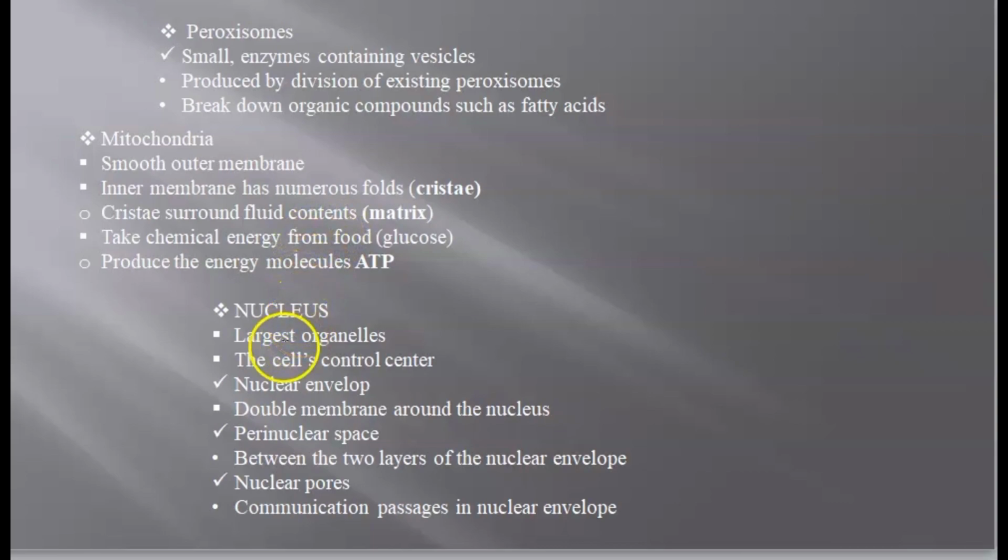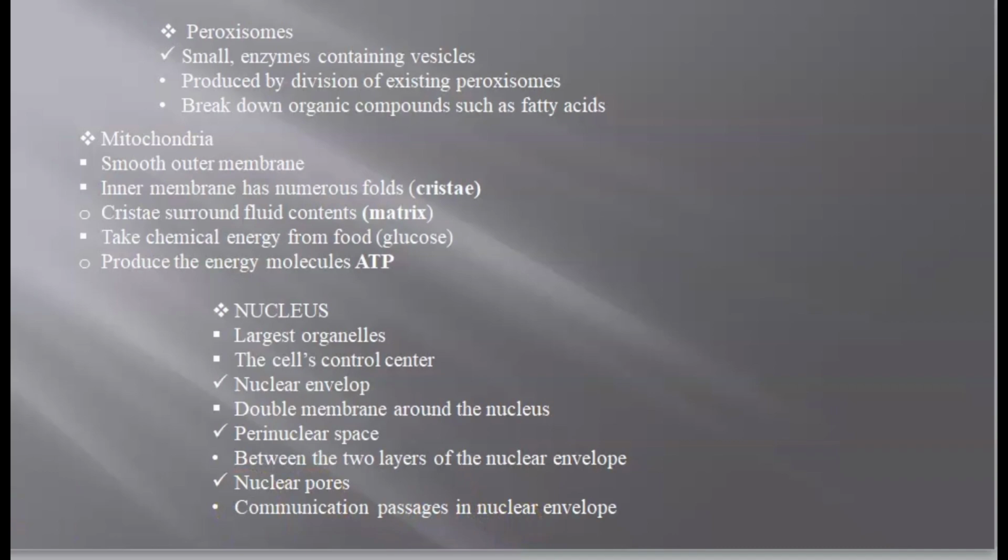Now we are moving to the nucleus. The largest organelle in the cell is the nucleus. It is the cell control center, the one that controls the whole cell. That is where we talk about the information of the genetic code, the genetic material, and even for protein to be produced, synthesized, everything happens because of the DNA that is present in the nucleus. Here we have the nuclear envelope. I will show you the double membrane around the nucleus, the perinuclear space, and then this communicates messages through the nuclear membrane.